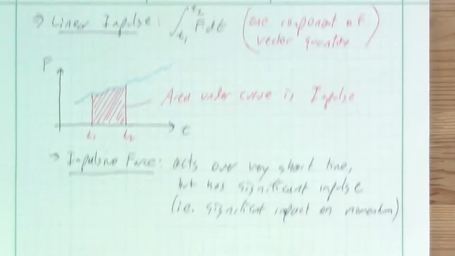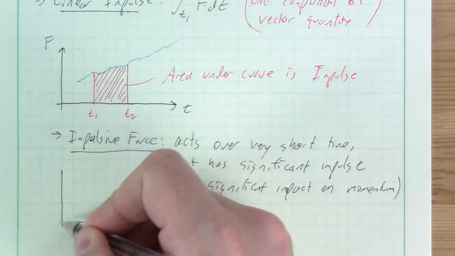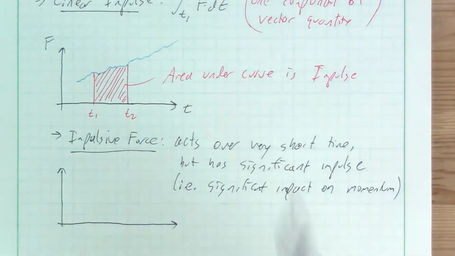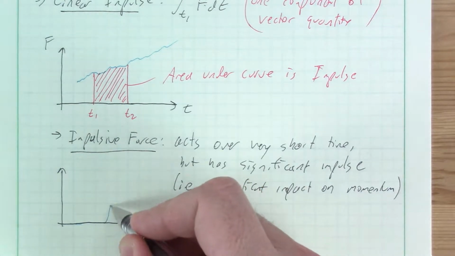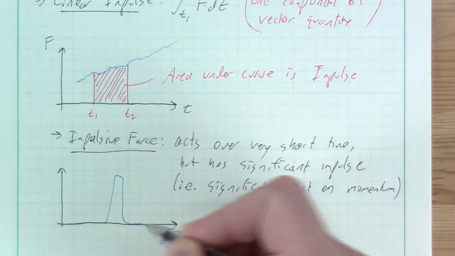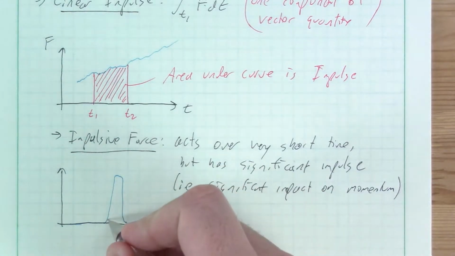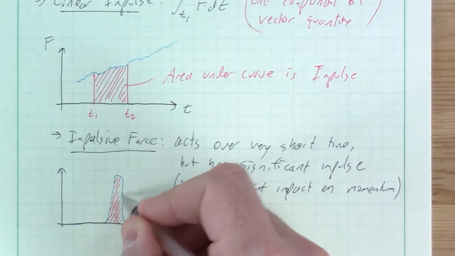Okay, so for an impulsive force, like the diagram we have here, we'll reproduce that diagram, it will be much more localized. Basically, no force, no force, no force, and then we'll have this really rapid, violent force that then quickly decays to nothing. And again, the area under this curve is the total impulse.